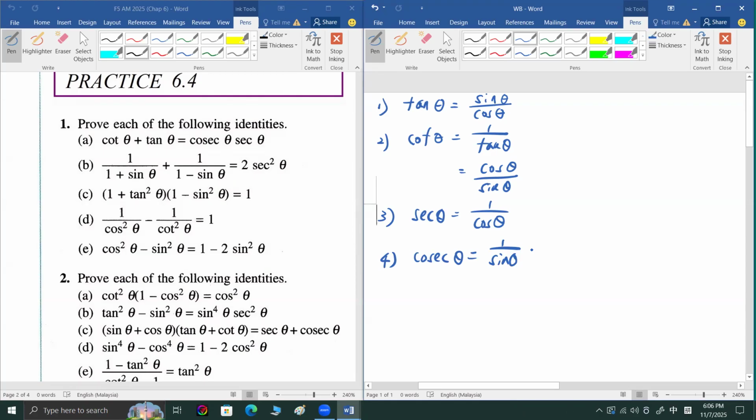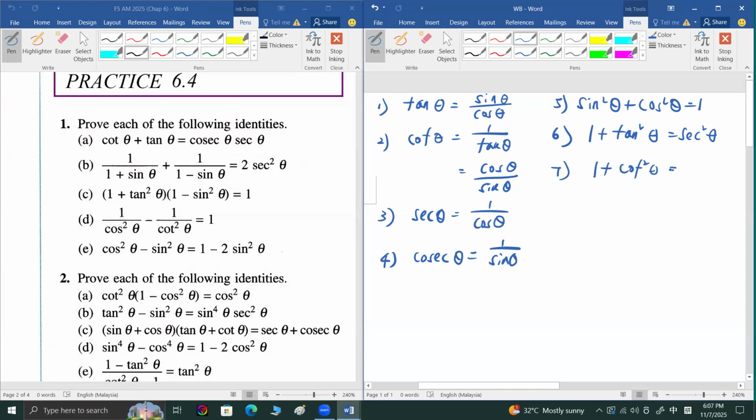And then, cotangent, what else was given? Okay, wait. I remember I gave you a few for sine square theta plus cos square theta equal to 1 and so on, right? So for 6.4, sine square plus cos square equals 1. Then I taught you how to shift it, right? Next, 1 plus tangent square. Last week, I even proved everything already. After that, 1 plus cotangent square. Remember, I drew the triangle to show you how I get it, right?